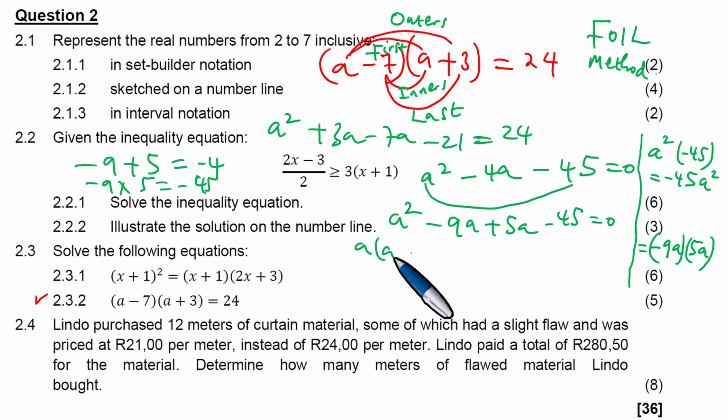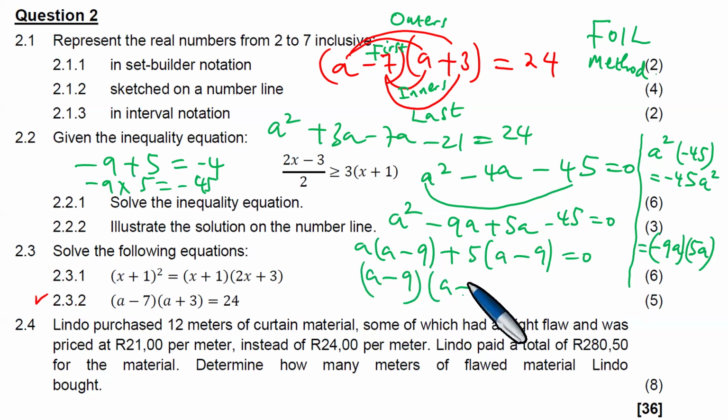Factor out a, and then you have a minus 9 plus, you factor out 5 here, which is a minus 9 equals 0, which means a minus 9, a plus 5 equals 0, which means therefore you have a equals 9 or a equals minus 5. Okay, so this will become the answers.